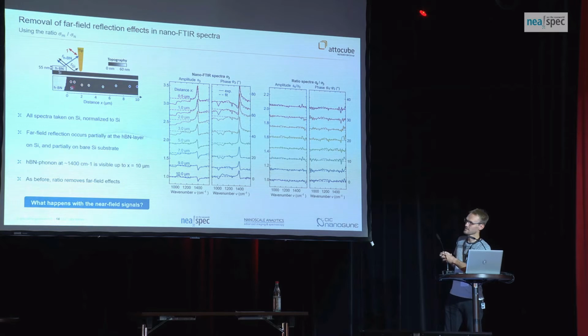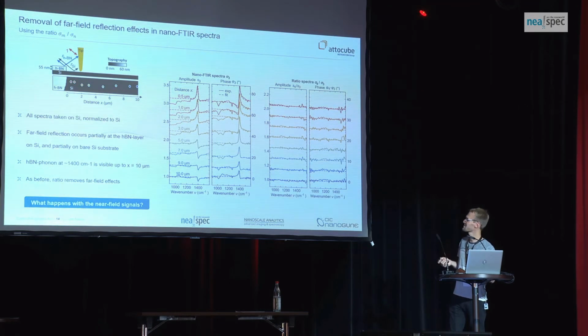So if we measure here on silicon, and also normalize to the silicon, so it should be flat, we see that the amplitude here is indeed increased. And this is coming from this indirect illumination via the boron nitride flake. It depends on how far away we are from the flake, but we can still see it up to 10 micrometers in this case. But as before, nicely we can just remove it, divide the two signal channels, and all the problems disappear.